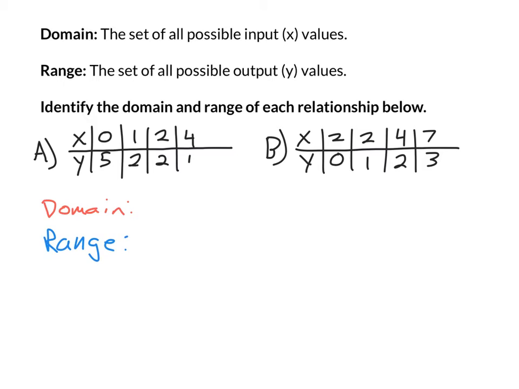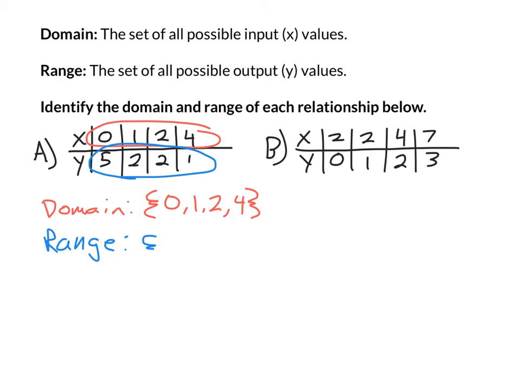Okay? Now, the domain here is just the input values. When we're dealing with a set of numbers, we put them inside these curly brackets, and we just list them: 0, 1, 2, and 4, right? Those are the input values.